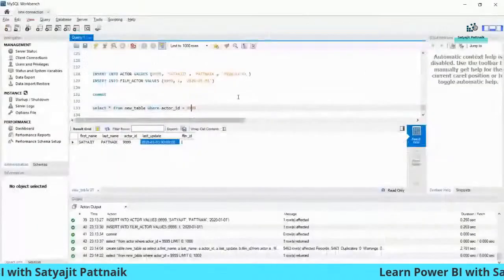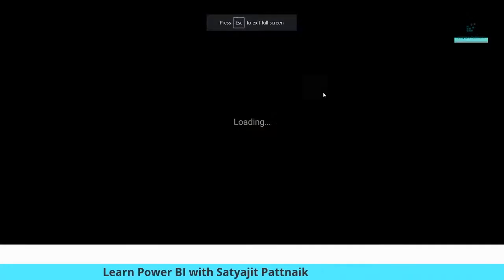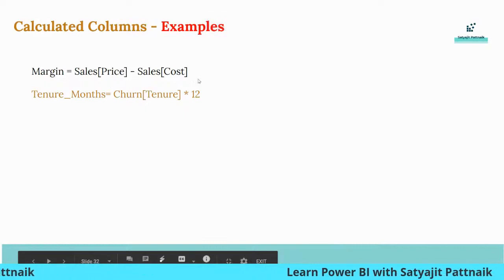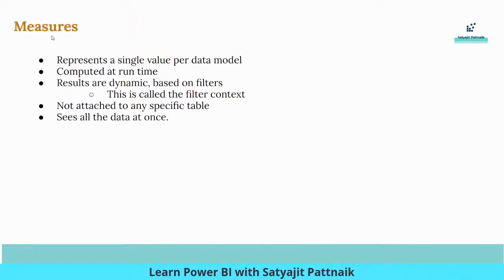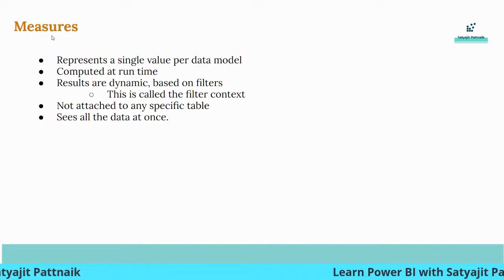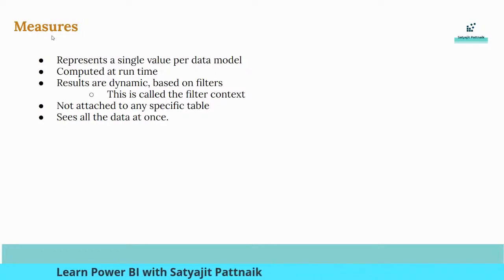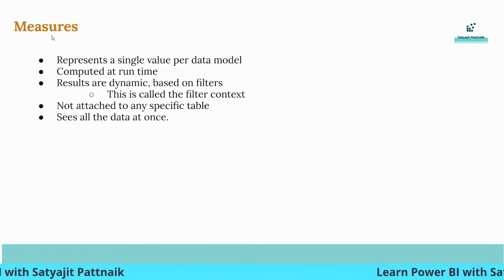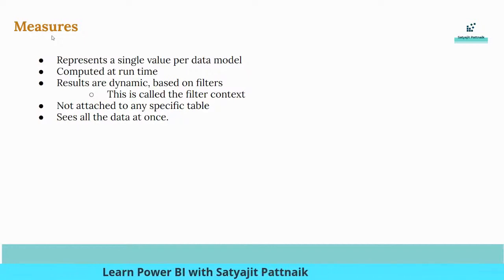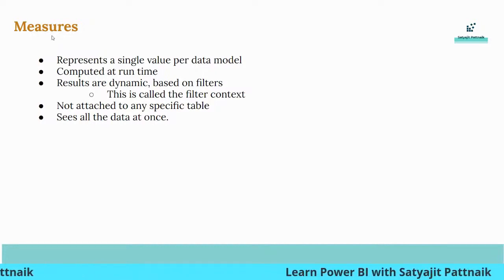Now let's go ahead with the next slides. So, calculated columns: I showed you how to create the basic calculations, minus, plus, arithmetic operations. I also showed you what measures are. Basically, a measure is computed at runtime, because only when I create a measure do I get my results. So it is computed at runtime. It represents a single value per data model. Results are dynamic based on filters, and it is not attached to any specific table. You can create a measure using multiple tables as well. It sees all the data at once.